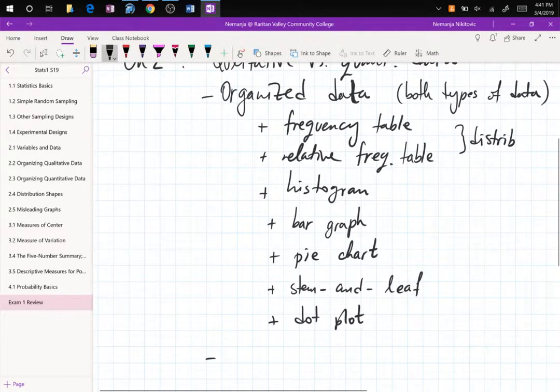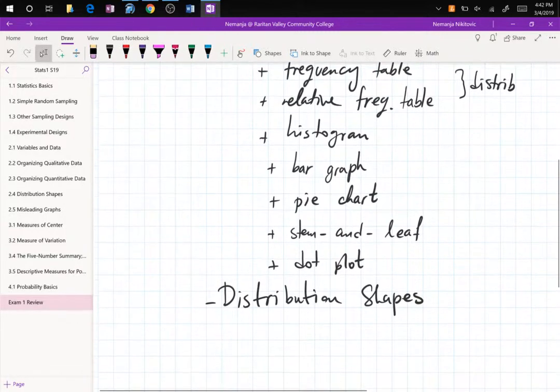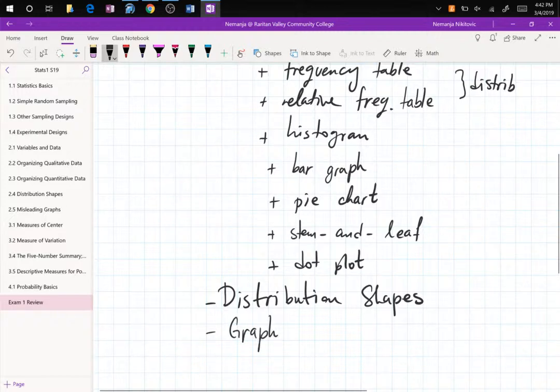Then we're talking about distribution shapes. So this is where you know the bell shape and left skew and then right skew, reverse J, and the constant one, those are straightforward. I'll write again: graphs can be misleading. This was the main sentence.